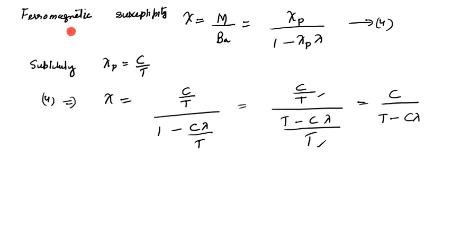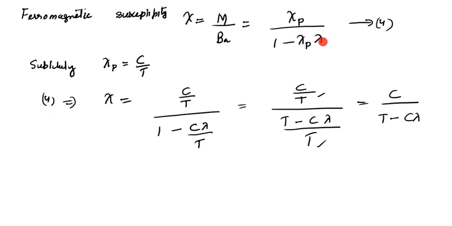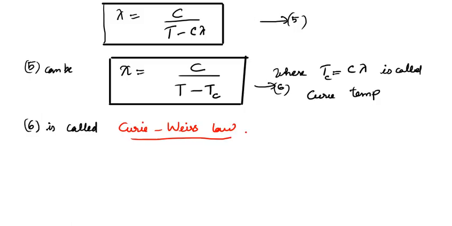In this case, susceptibility is the ferromagnetic susceptibility. We can write chi as M by applied field BA. That will give, from the equation, M by BA equals chi P divided by 1 minus chi P into lambda. Now substitute paramagnetic susceptibility chi P equals C by T in equation number 4. We get chi as C by T minus C lambda. This is equation number 5. The C lambda we can substitute as Tc, a particular temperature called Curie temperature, and equation 6 is called Curie-Weiss law.